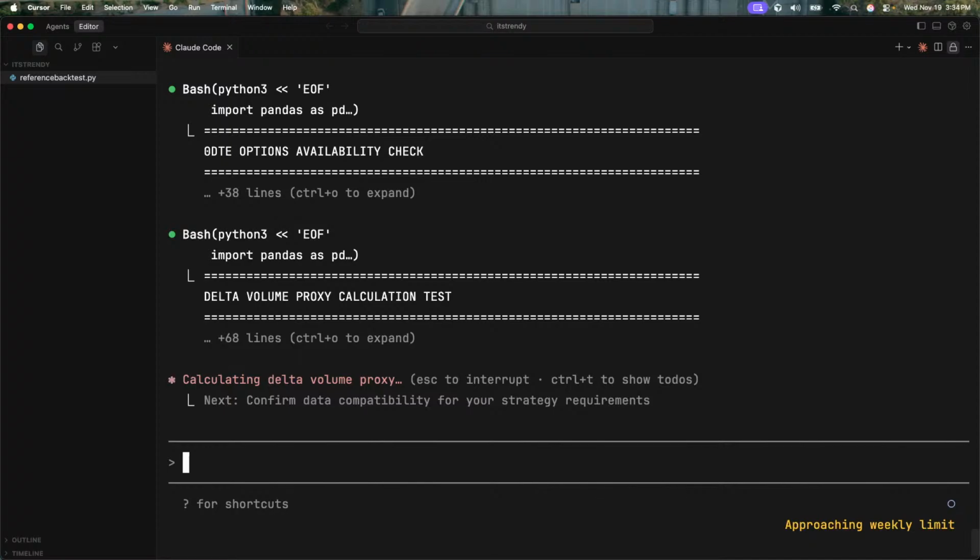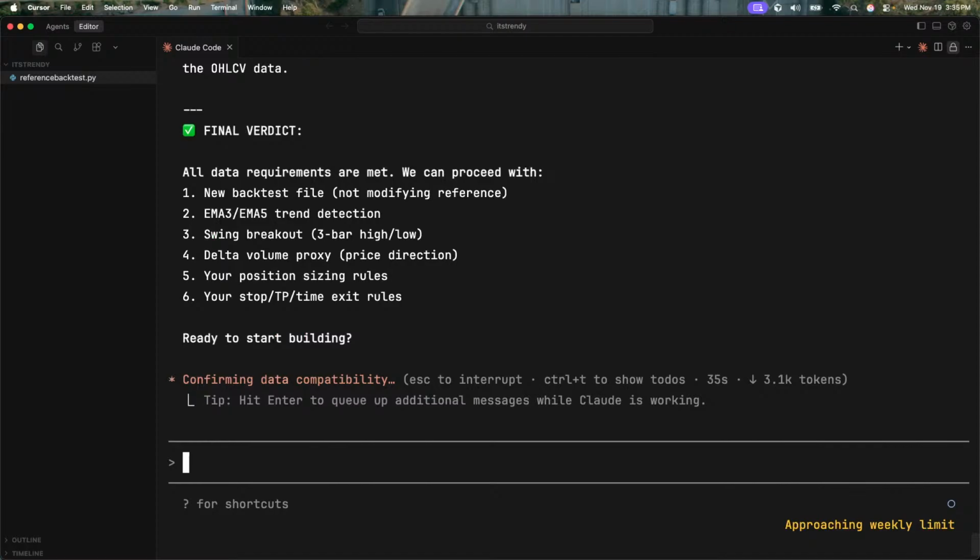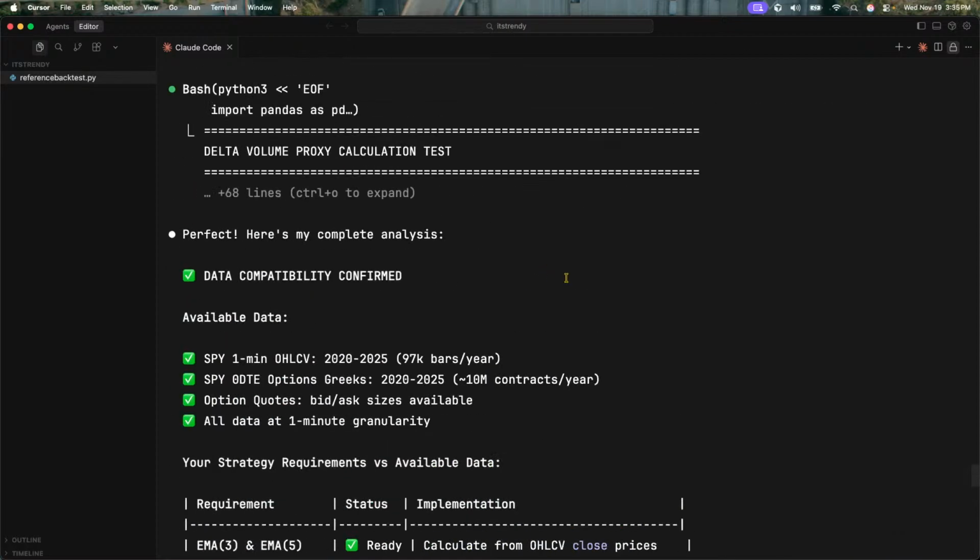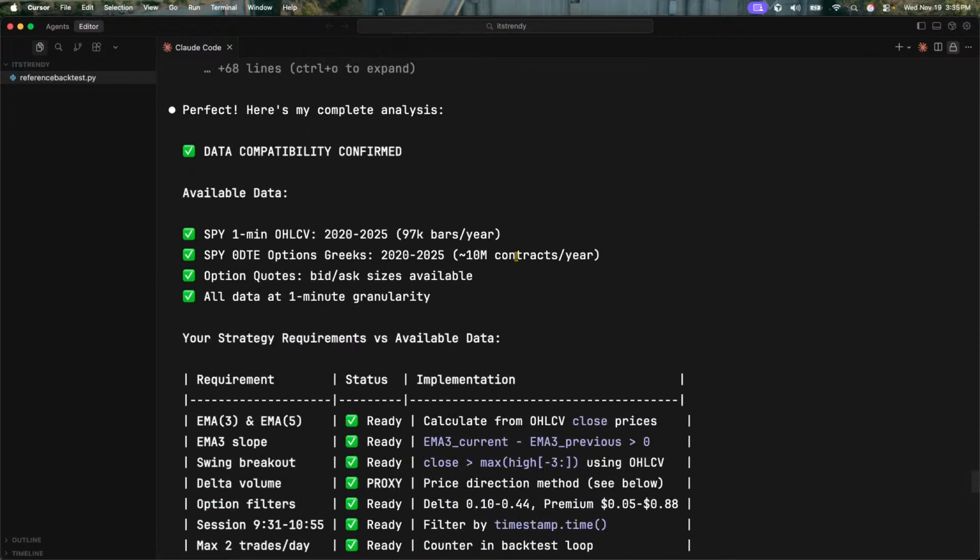Delta proxy check. In a bit here, what I'm waiting for is the output, and then we can continue on developing our strategy here. So just give it a bit. There we go. Do you want to start developing? No shit, Sherlock Holmes, I told you.